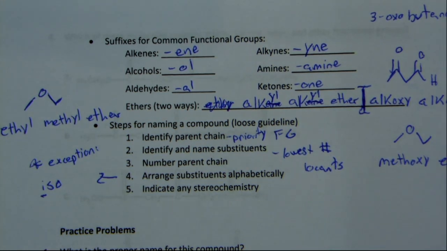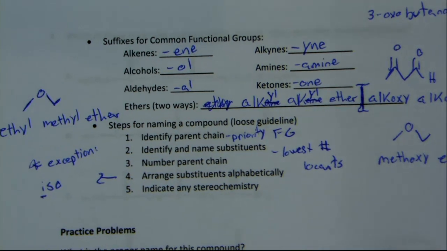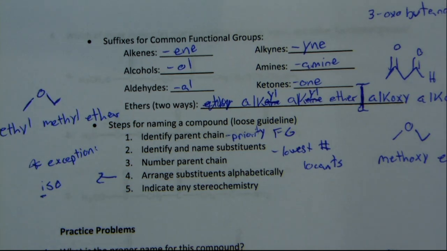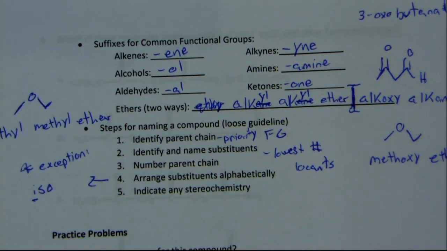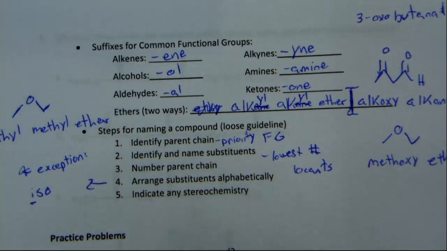Why is C the first one that I want to eliminate? Does anyone have a clue about that? Even though it is meta to this and ortho. Good, yeah, so we can only use ortho and meta when there's only 2 substituents. When there's 3 substituents, you can't use meta, ortho, para. Is that cool? So immediately C, we throw that out there. Okay? So back to our step 1, priority functional group.